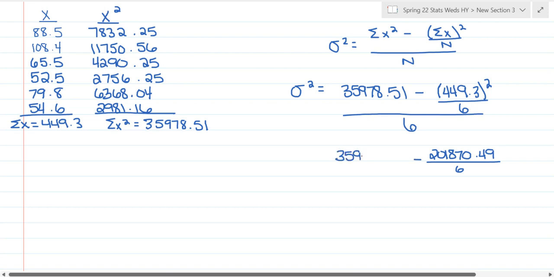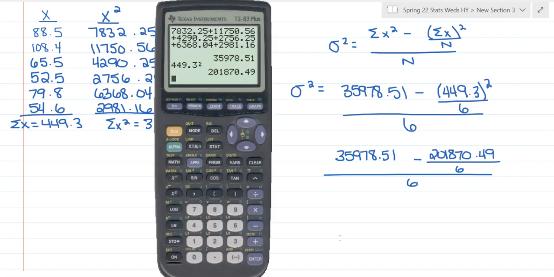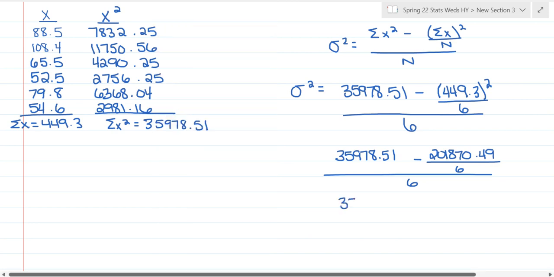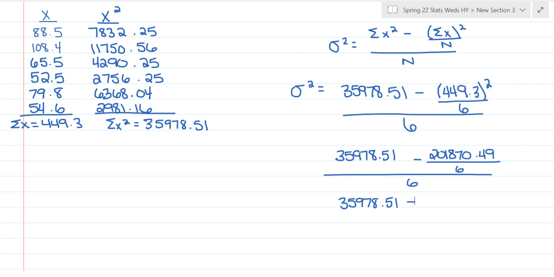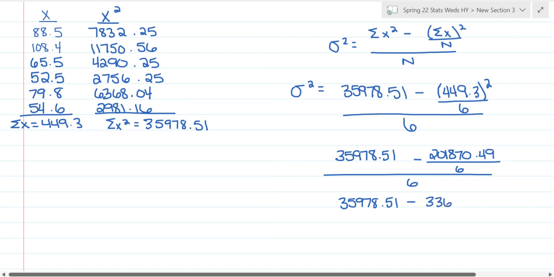Just copying down the next step here. So next thing I would do would be to divide these by 6. So divided by 6. So 33,645.08 would be the next. So I'll go ahead and write that down. 33,645. So we'll subtract, and then we will divide by 6.